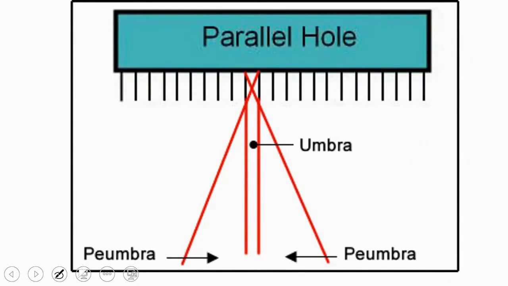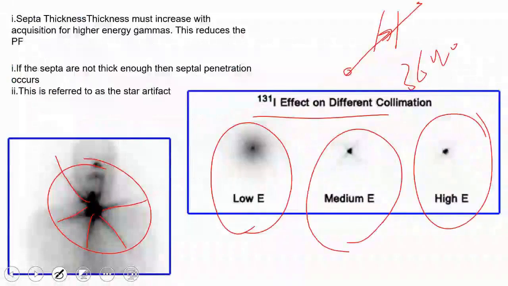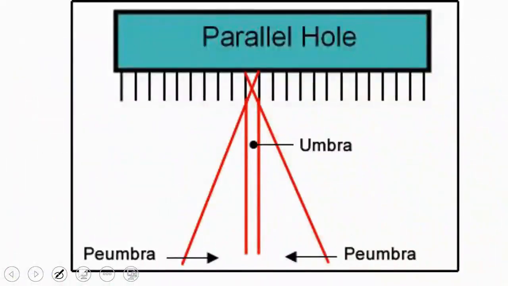Now we will talk about low energy. There is something called sensitivity, and there is something called resolution. What is sensitivity, and what is resolution? First, this is a parallel hole collimator. Today, I have a simple topic. I want to explain what the words sensitivity and resolution mean.